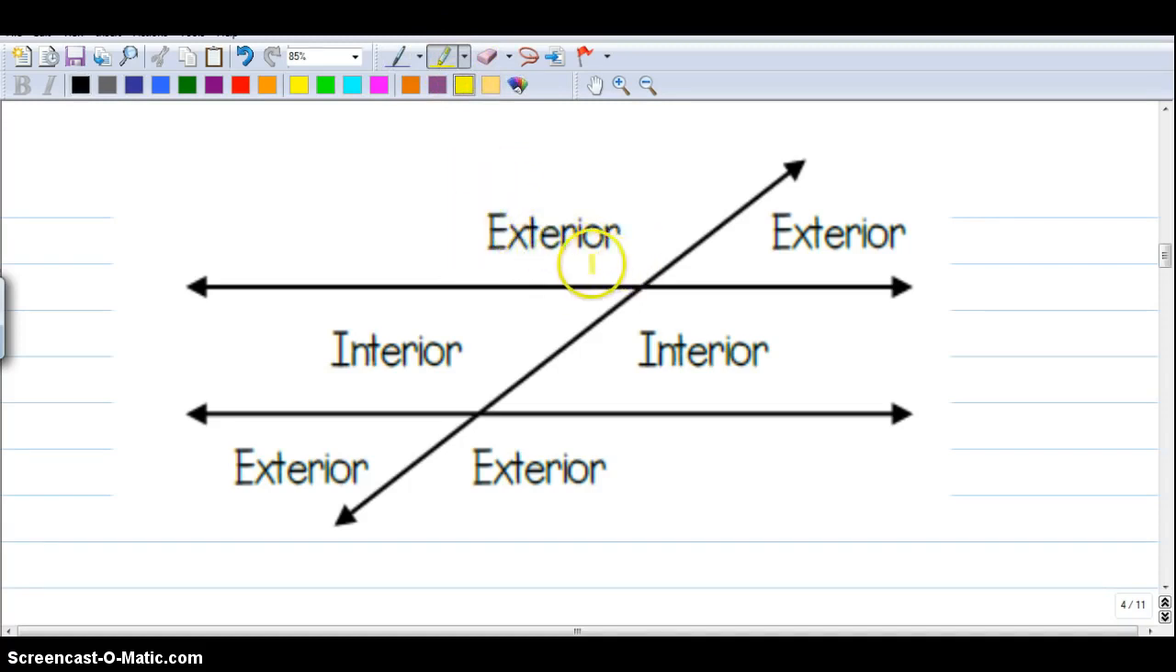The angles here, that's an angle right here. Another angle right here. These are exterior angles. Why? Because they are outside of the parallel lines. They're not squished in between, is how I like to say it. They're on the outside. And then the interior angles are the ones on the inside of the two lines. These are interior angles.